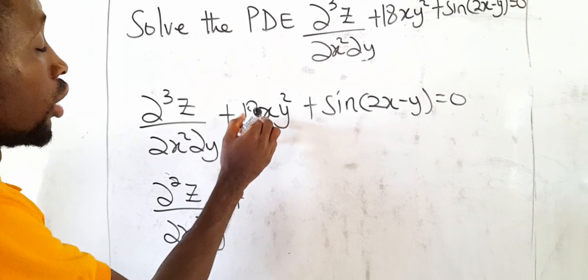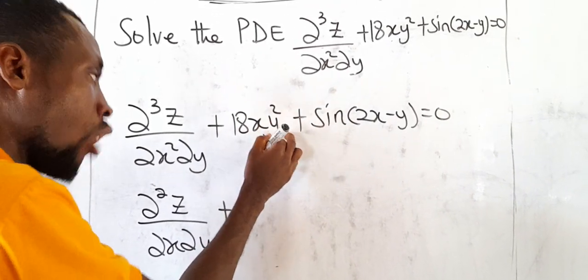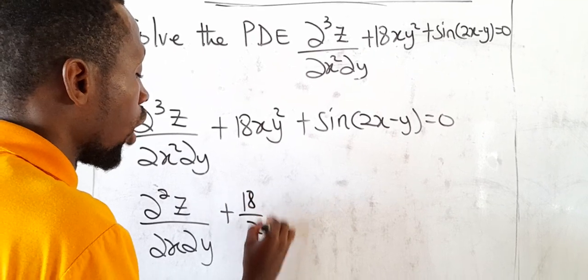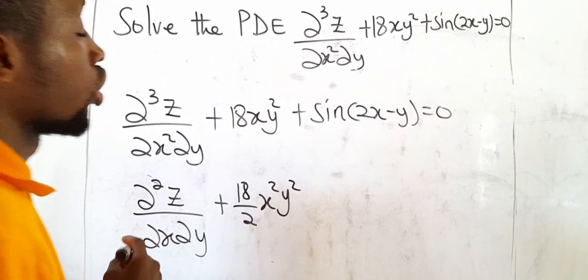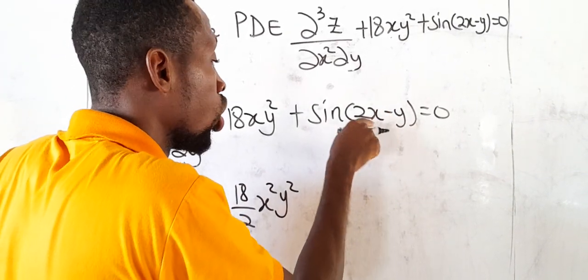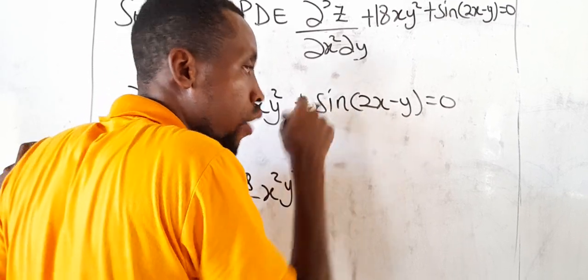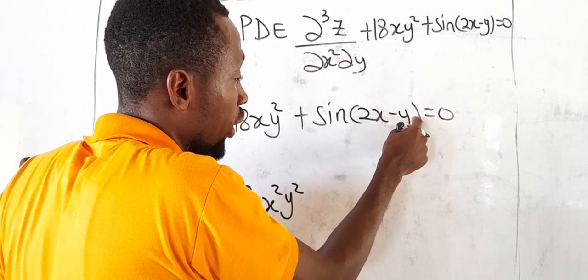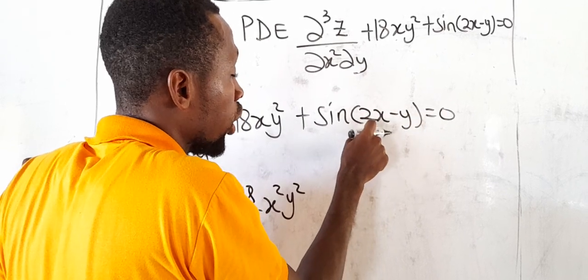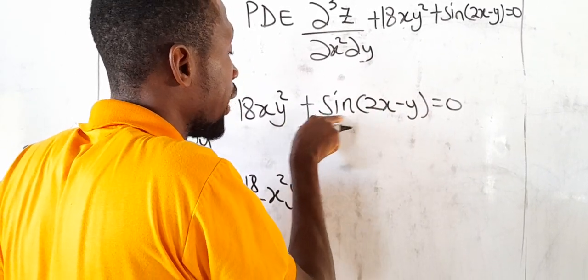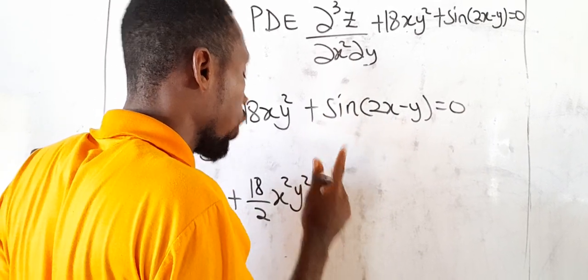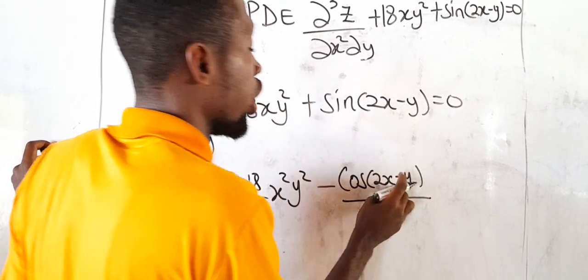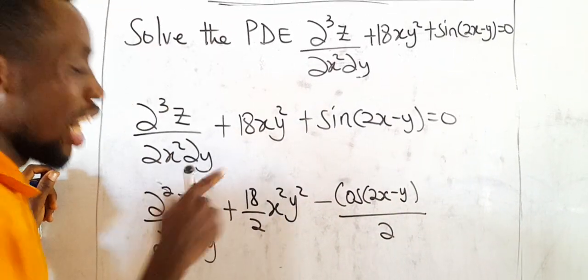Now we come here. Remember, we are integrating with respect to x. Y will be held constant. So let's go. When we integrate this, remember we add 1, so we get 18 over 2 x squared y squared. Then remember the integration of this. You differentiate this, then you use it to divide the function. So when we differentiate this, remember, y will become constant, so the differentiation of y will be zero. So in differentiating this, we will get 2. Remember that. The integration of sine is negative cos. I hope you know that. So we have negative cos of 2x minus y. Then we use the differential to divide the function. I hope you know all these things.